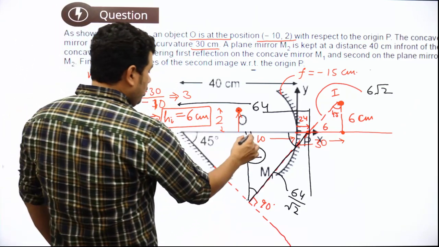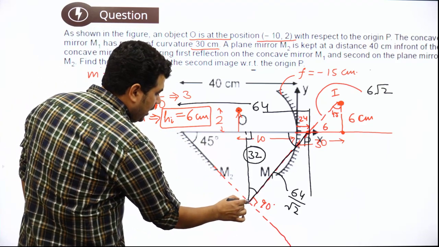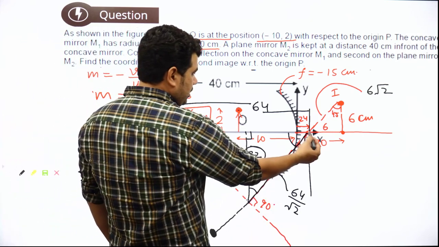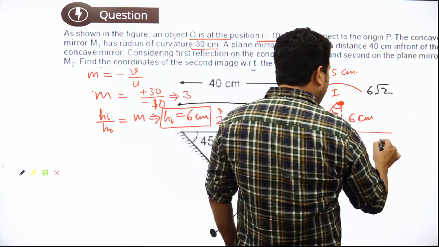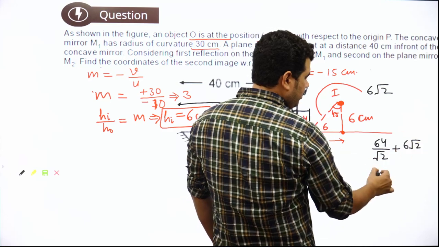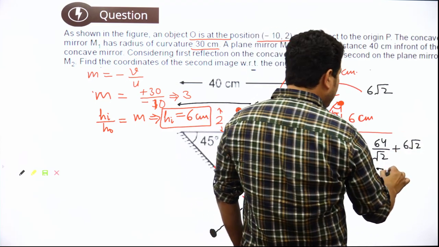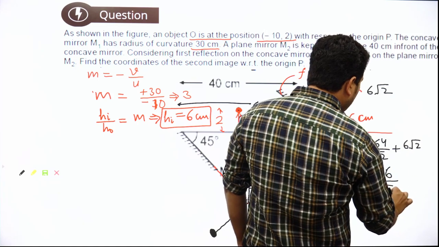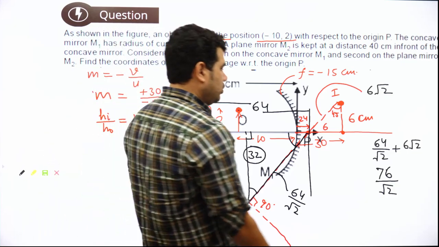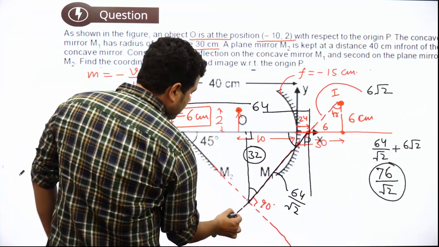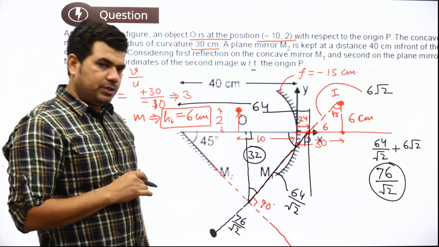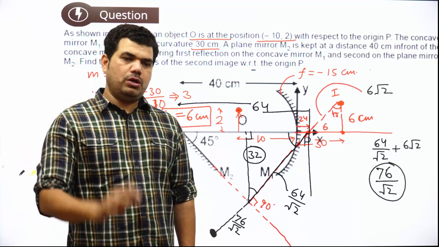Correct answer. So, if this distance is 32, now I am making a little bit smaller diagram. Here is your final image. At what distance? See, 64 by root 2 and 6 root 2. Just add 64 by root 2 plus 6 root 2. So what is 12? Then you have 76 by root 2. Can you add? Got it? Very good. So this distance, my dear students, is 76 by root 2. Remains as it is. Leave it like that, it will be useful soon. Yes, 76 by root 2 remains as it is, it will be useful now, see.